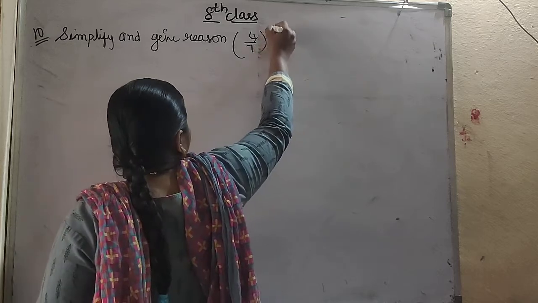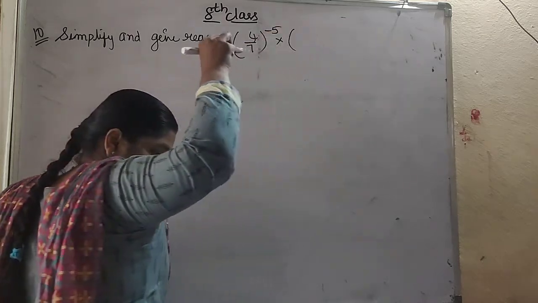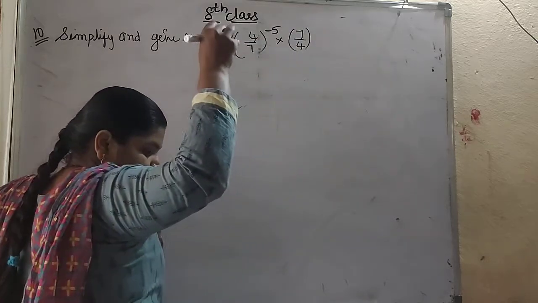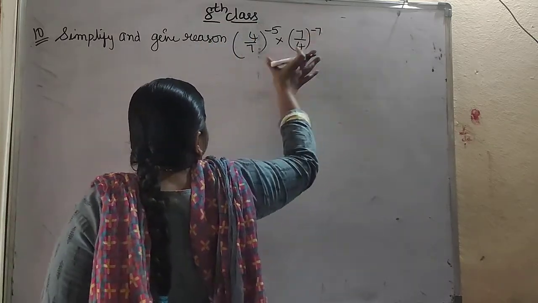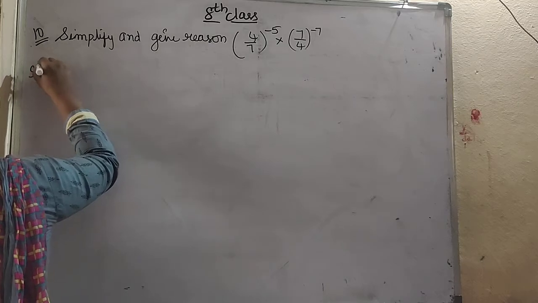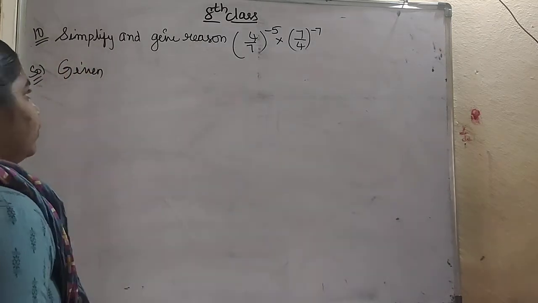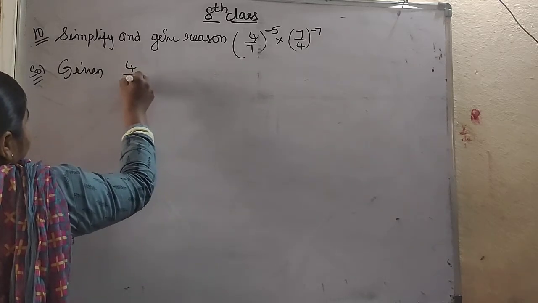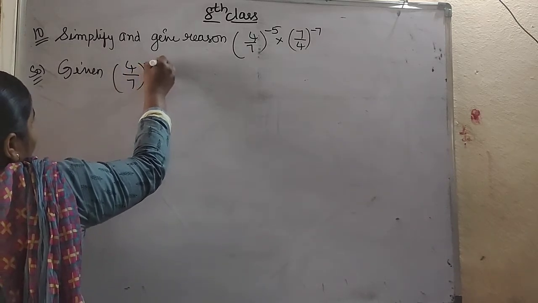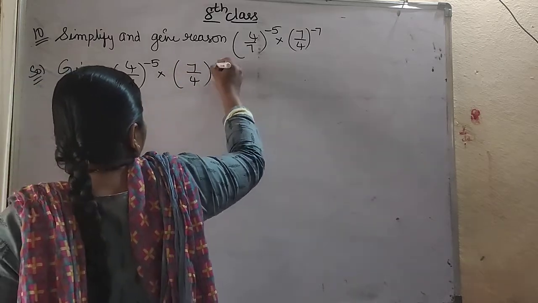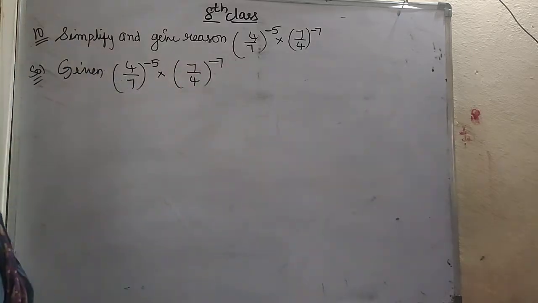(4/7) to the power of minus 5 into (7/4) whole power minus 7. So we have to solve this by using our laws. So given, what is given? (4/7) whole power minus 5 into (7/4) whole power minus 7.